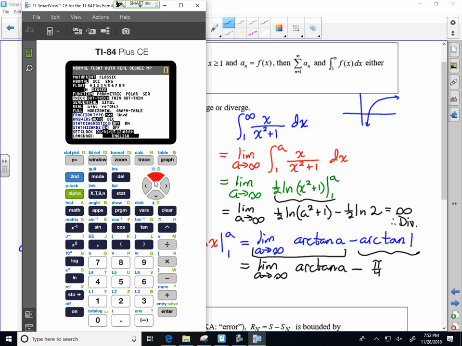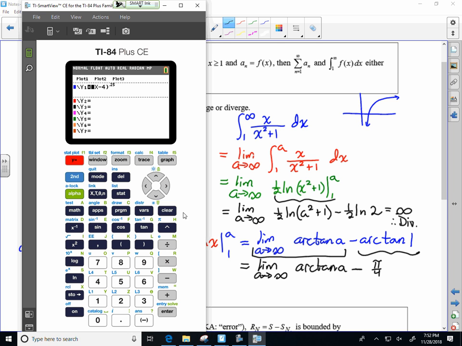In Calc 3, you're going to be bouncing back and forth between function mode and parametric and polar mode anyway, so get used to it. Degree mode, radian mode, it all depends on the mood of the day. Arctan, so inverse tan. Put it next because we're looking at a function.